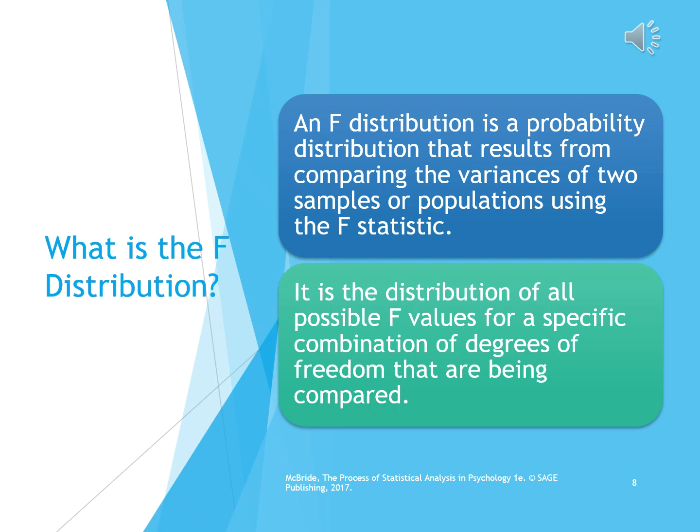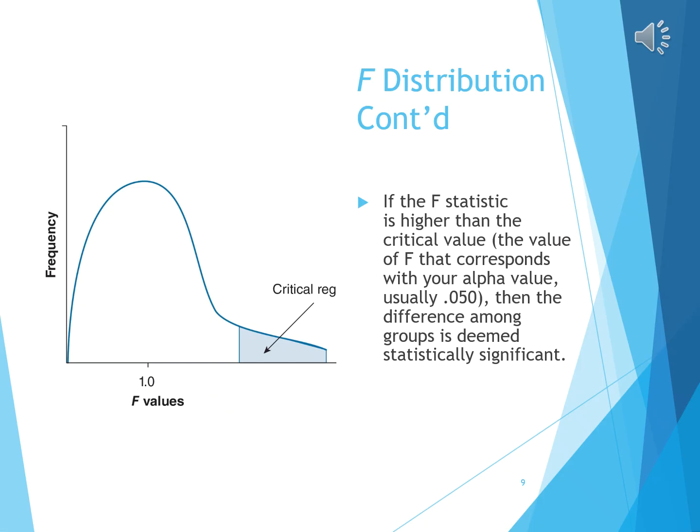Anyways, if you do that and calculate an F statistic, it creates the F distribution, which is the distribution of all possible F values for a specific combination of degrees of freedom. So now we have 2 degrees of freedom to worry about. So this is what an F distribution looks like. And remember, there's a lot of different F distributions. They'll all look slightly different based upon the 2 different degrees of freedom that we're going to be talking about in a second. But here's the basic gist of what they look like.